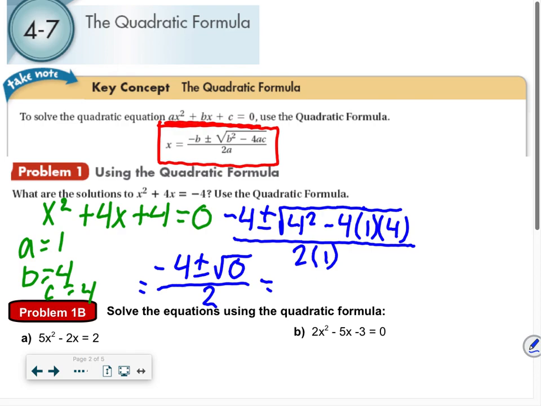Negative 4 divided by 2 is negative 2. I'll let you in on a little secret. We're going to talk more about it tomorrow, but when your square root is 0, you're only going to have one answer. Questions here?